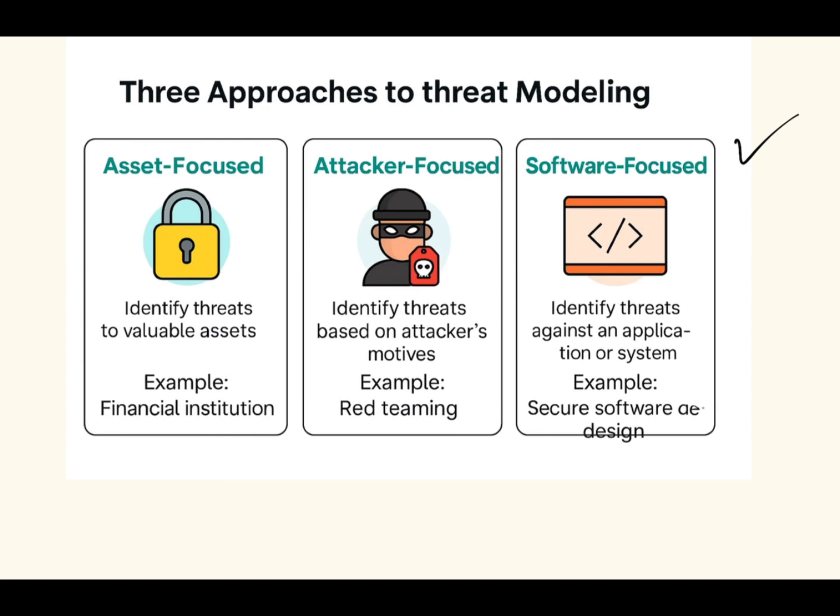If you have a red team in your organization, they think like an attacker and they try to exploit your assets. If you have a data center, they try to enter into the data center, and the blue team tries to detect and stop the red team activities. So these are three common approaches to threat modeling.